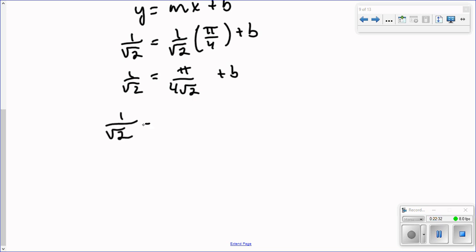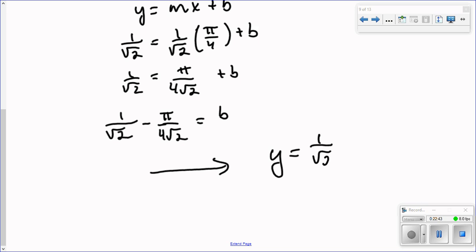You guys maybe are not used to seeing what would be b. So back into my equation, y equals mx plus b, and my b is going to be 1 over root 2 minus pi over 4 root 2. Okay. That's the equation of my tangent line here.